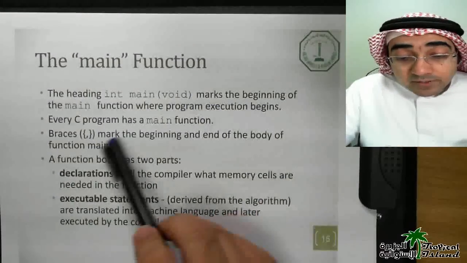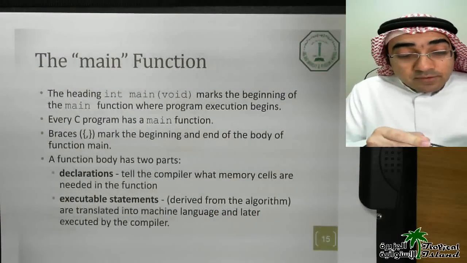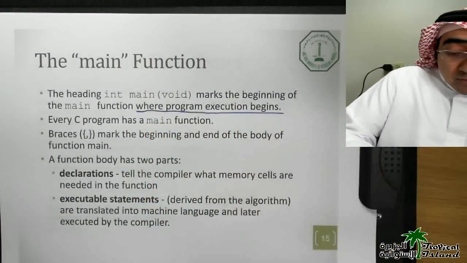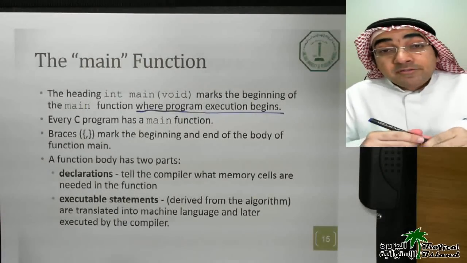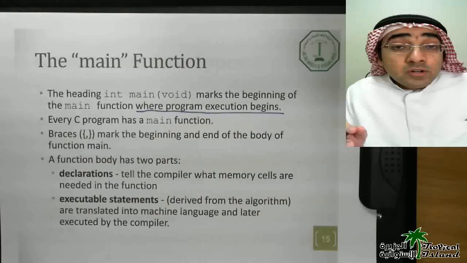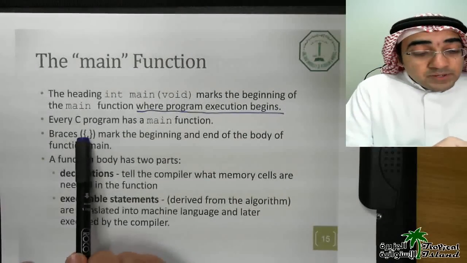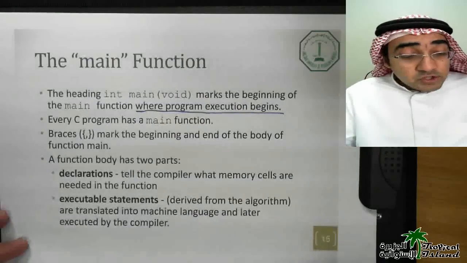So int main void marks the beginning of the main function where the program execution begins. Okay, very important. This is where the program execution begins. Every C program has a main function. If you don't put a main function, your program is never going to start running. Okay, the braces, the curly brackets, mark the beginning and the end of the body of the function.